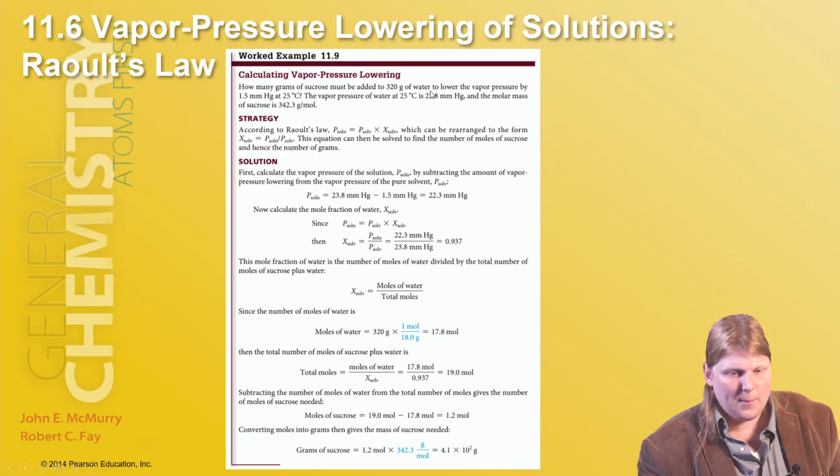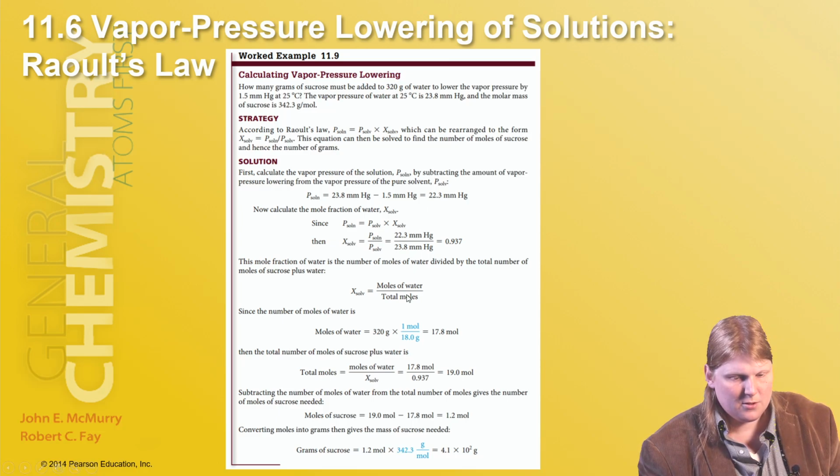So they give me the vapor pressure of water. Okay, so I have that. I've got to put that into my Raoult's law. But now I've got to get this X, or sometimes they call this a chi solvent here. How do I get that? Well, I'm going to need the moles of the water, so I've got to convert this to moles.